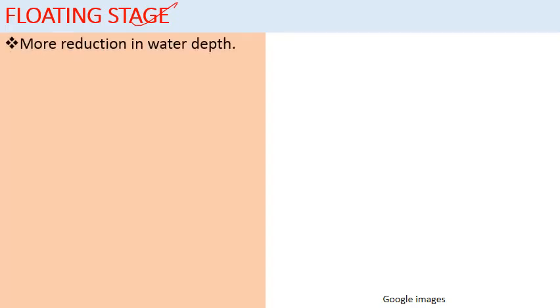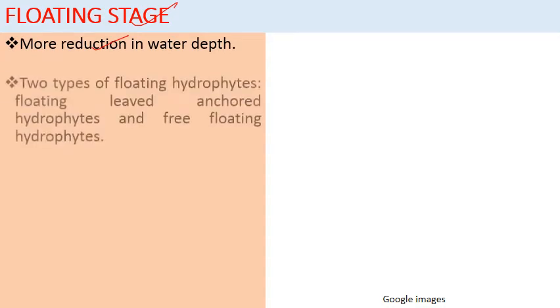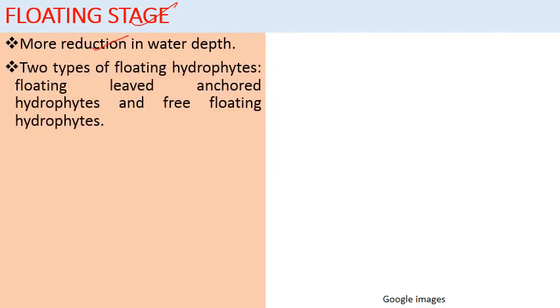The next stage is the floating stage. इस stage में जो changes आते हैं, water ecosystem में water level और ज़्यादा decrease हो जाता है, so it also increases the soil level or nutrient level in the pond ecosystem. So there is reduction in water depth, and the floating hydrophytes are of two types.